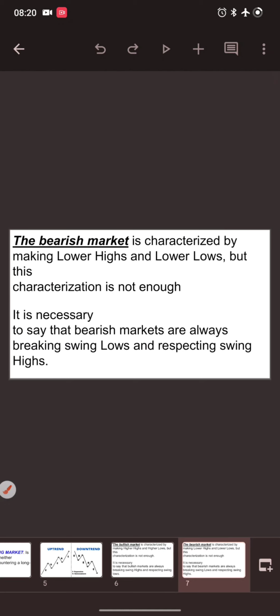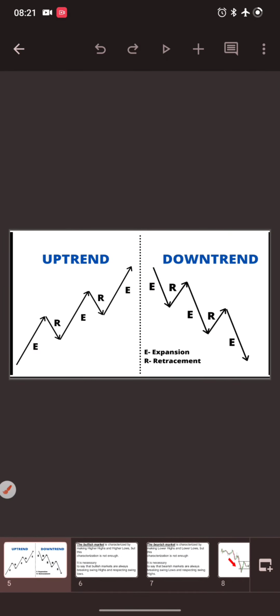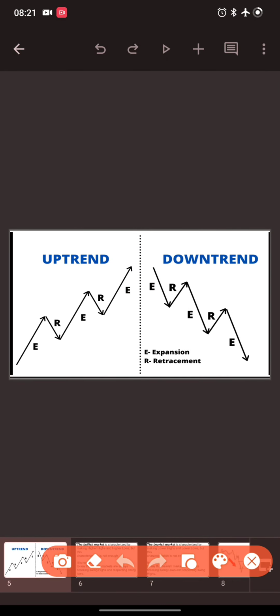So in a bearish market now, it's characterized by making lower highs and lower lows. But that is not enough to characterize them. It is necessary to say that bearish markets are always breaking swing lows and respecting swing highs. You understand? So this downtrend is also known as a bearish market.